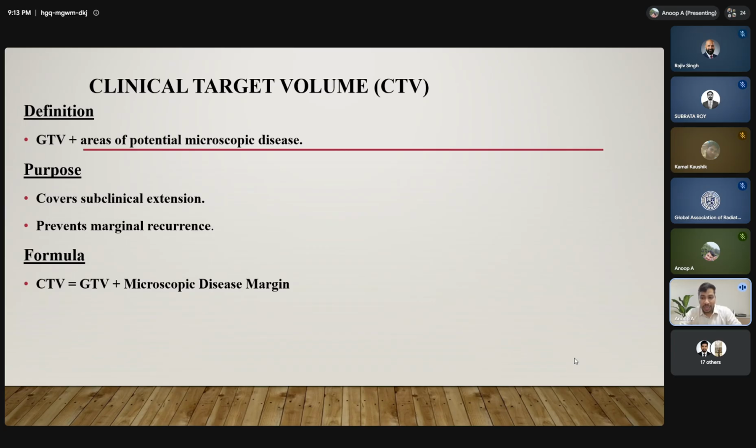Next, high risk lymph nodes. If a specific type of cancer is highly likely to travel to nearby lymph nodes, doctors will include these normal looking nodes in the CTV just to be safe. This practice is called elective nodal irradiation. The formula of CTV is equal to GTV plus microscopic disease margin.